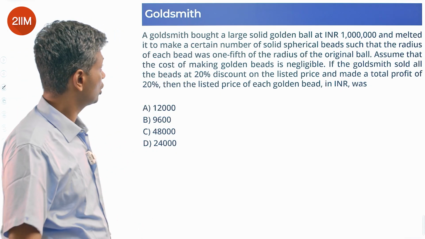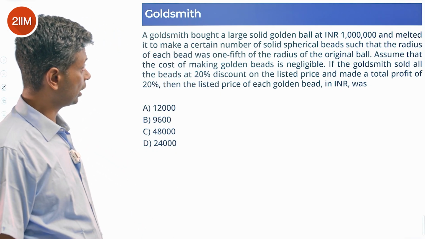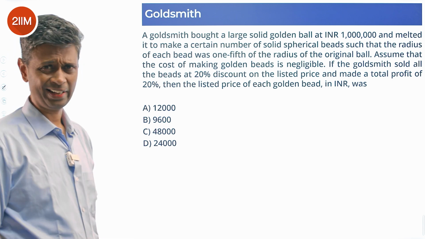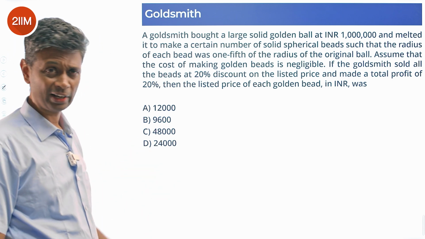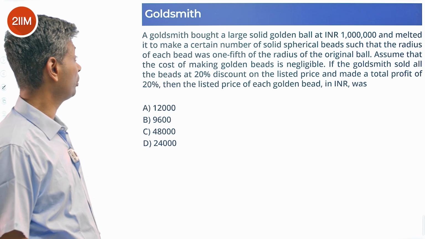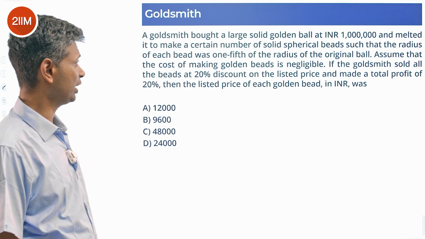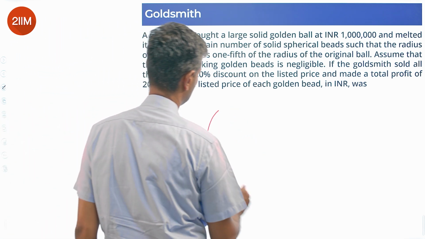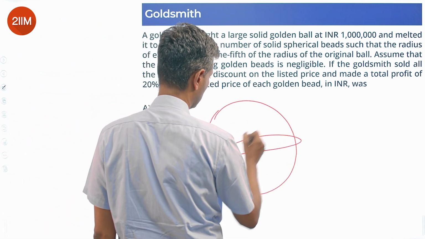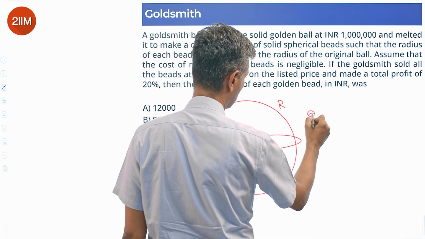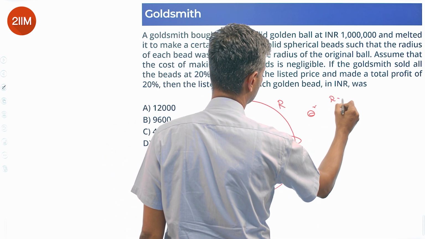A goldsmith bought a large solid golden bar at INR 1 million, 10 lakhs. You put INR, I think you should put 10 lakh. They put 1 million. Melted it to make a certain number of solid spherical beads such that the radius of each bead was 1/5 of the radius of the original ball. Ball radius R, small radius r is equal to R by 5, so R is equal to 5r.